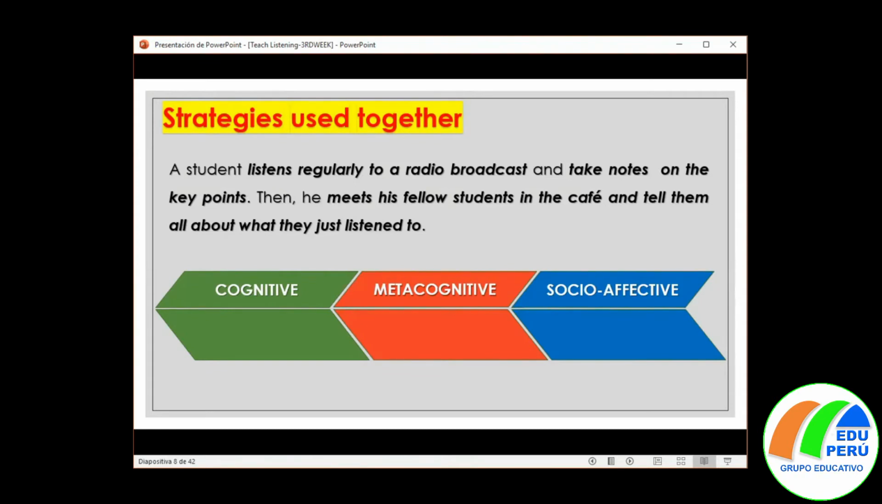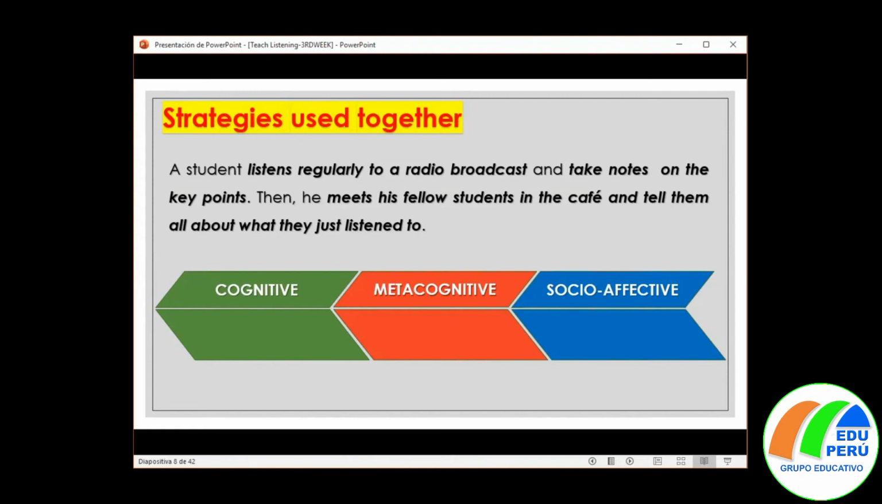Cognitive, I think, is about memorizing. So about what they just listened to. So when they tell them, yeah. But when she listens, she's memorizing too. Then to tell their, in this case, to tell their fellow students.